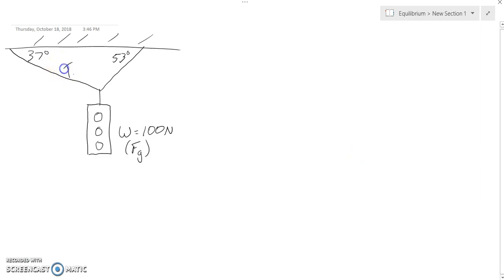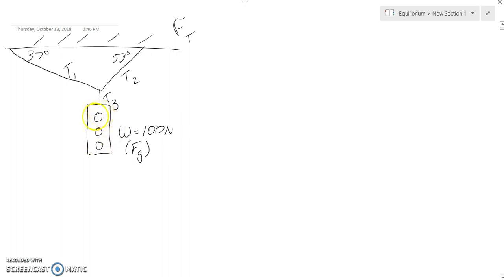I'm going to call this T1, I'll call this one T2, and this one T3. Normally we use the subscript F sub T for tension, but just to clean it up a bit, I'm just going to omit the F for that.